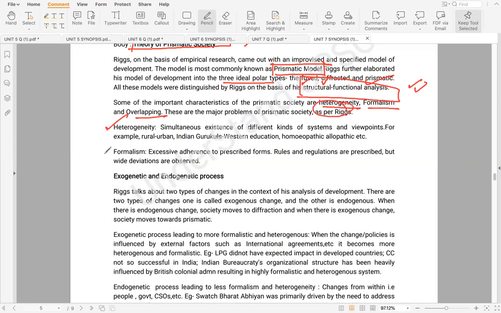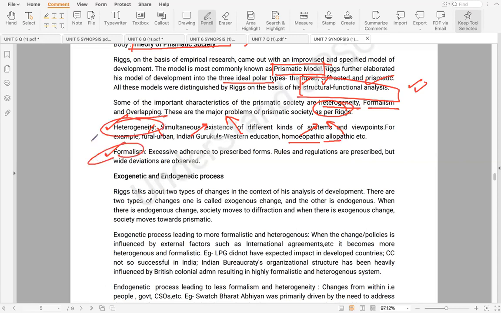What is heterogeneity and what is formalism? Simultaneous existence of different kinds of systems and viewpoints is heterogeneity. For example, you have rural as well as urban structures in India. You have ancient education systems as well as Western education systems. You have different medical connotations such as homeopathic as well as allopathic. So this is the example of coexistence or simultaneous existence.